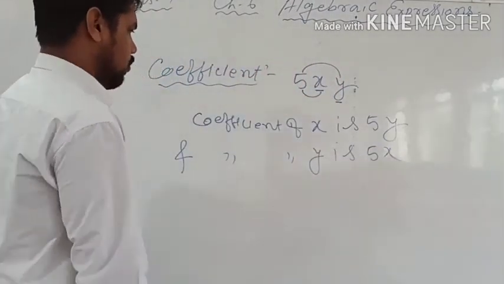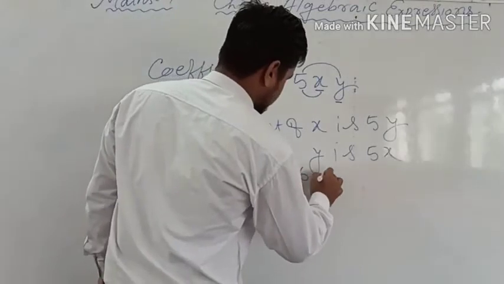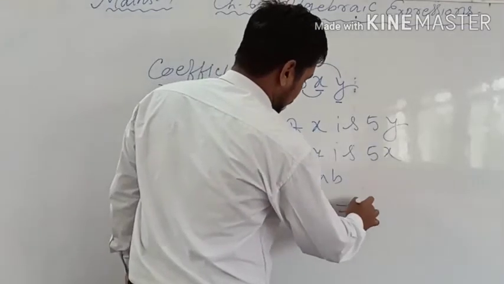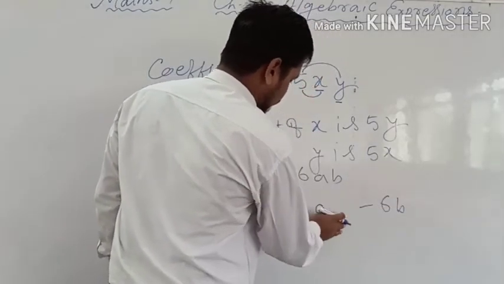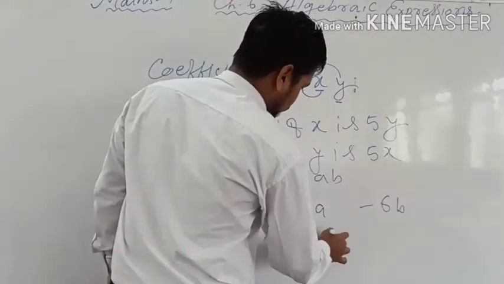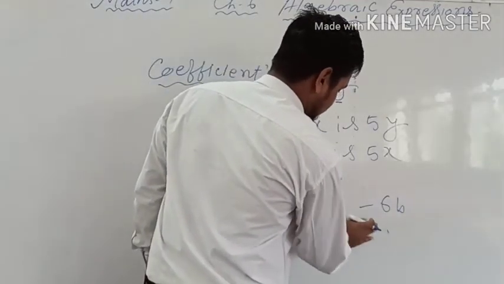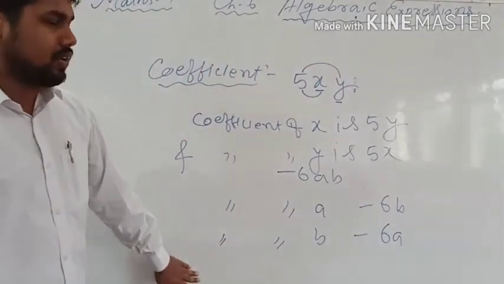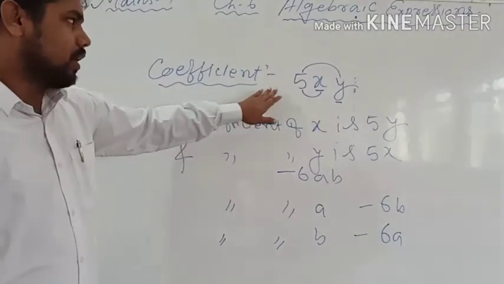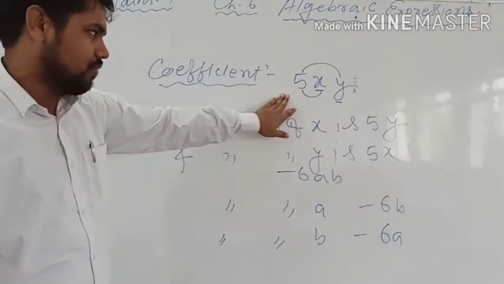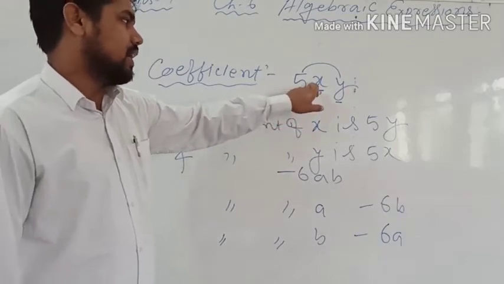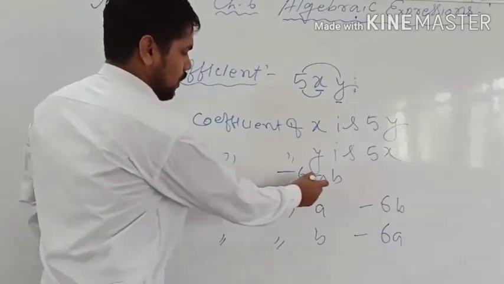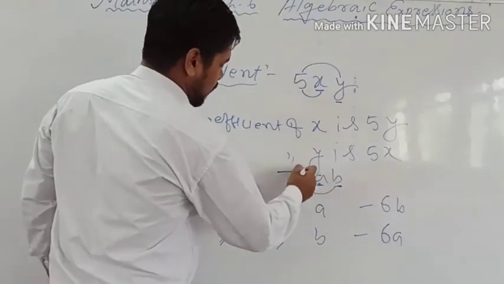We can take one more example. For example, minus 6ab. Here the coefficient of a will be minus 6b, and the coefficient of b will be minus 6a. This is how very easily you can find the coefficient of an algebraic expression. So the coefficient of x is 5y, of y is 5x. Here also, a gives -6b, b gives -6a.